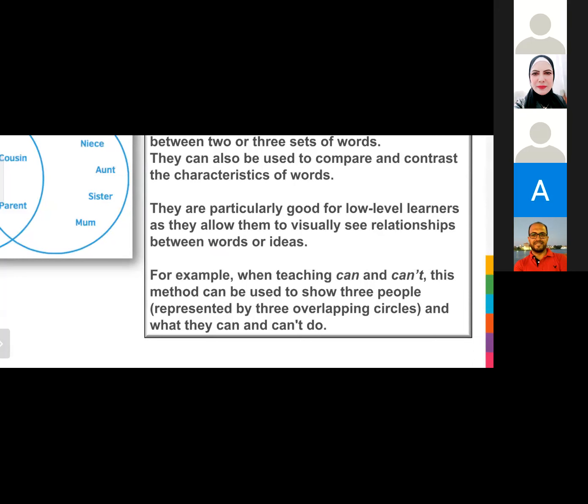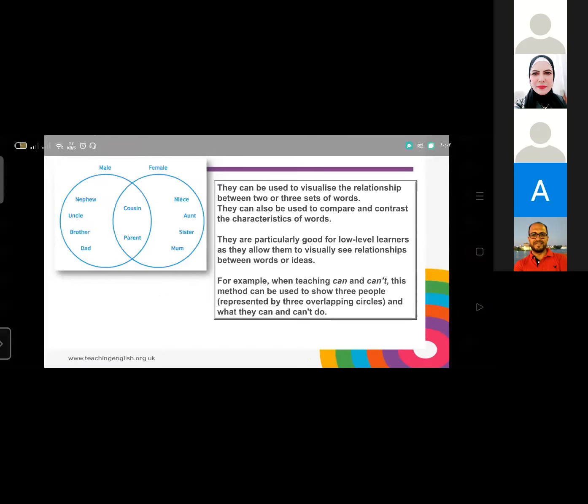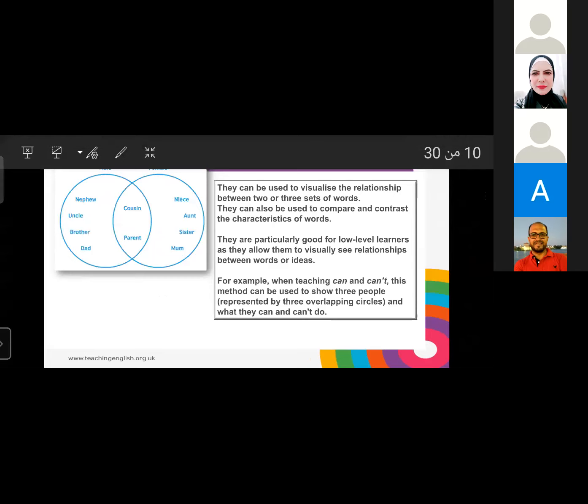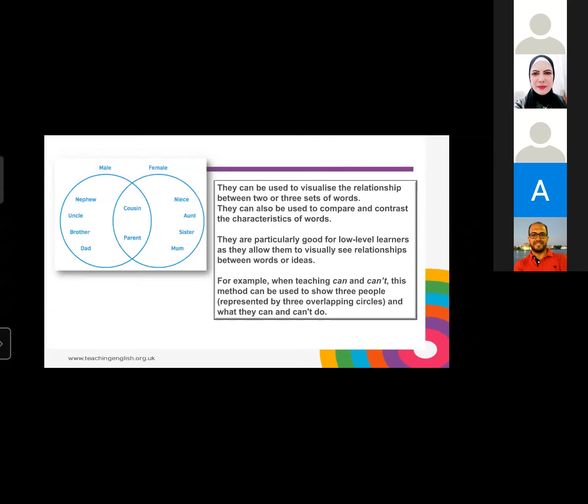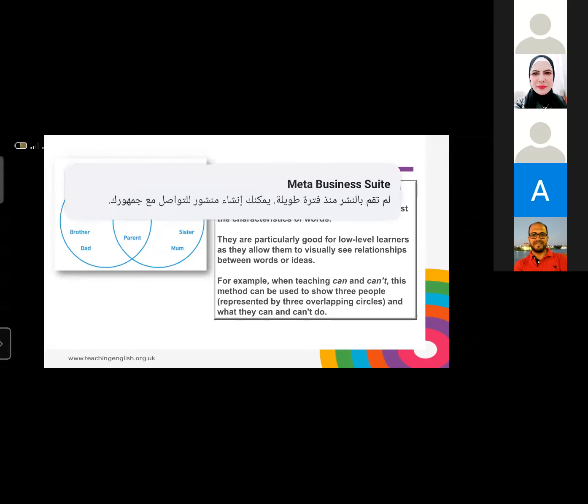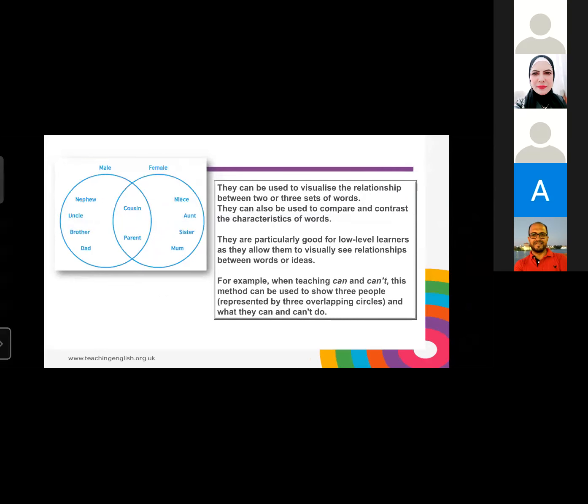So for example, when teaching can and can't, this method can be used to show three people represented by three overlapping circles and what they can and can't do. Okay. Here is a question that pops into my mind. Why do we use all these shapes? Is it important to use tables, diagrams, networks, family trees? Is it important to use all these different kinds of methods? Is it important or not?